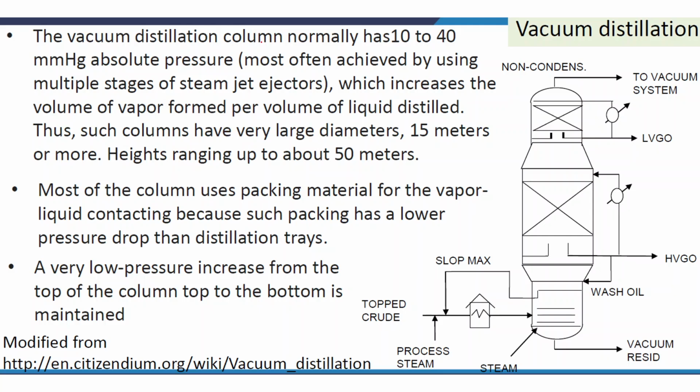Coming to the vacuum distillation column, normally it has 10 to 40, and this distillation is done in vacuum, that is 10 to 40 mmHg absolute pressure, which increases the volume of vapor formed per volume of liquid distilled. Such columns have very large diameters, 15 meters or more, and heights about 50 meters. Most of the column uses packing materials.